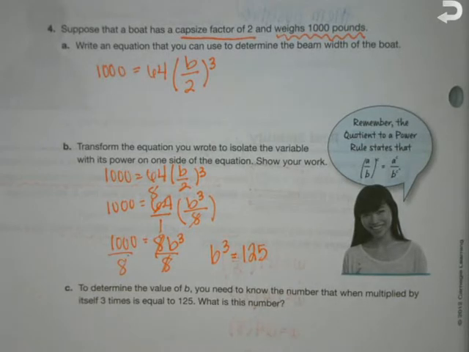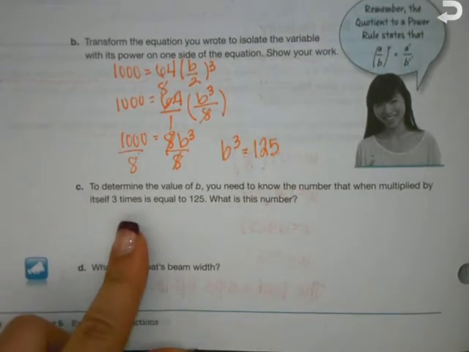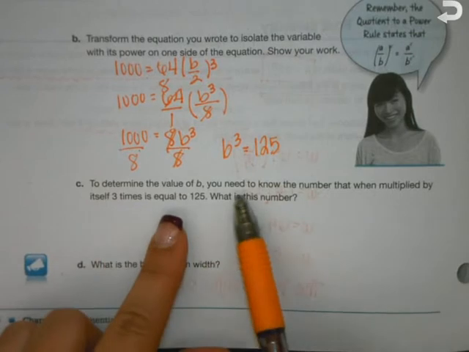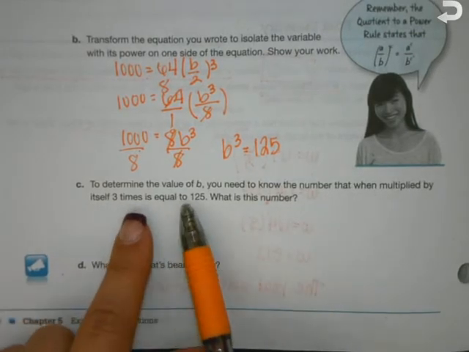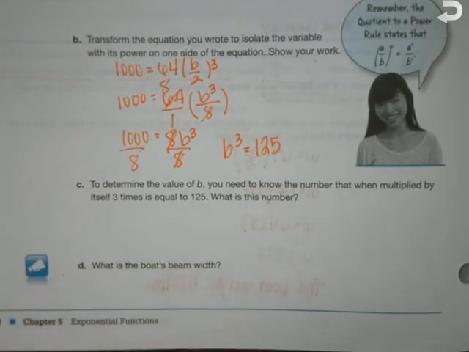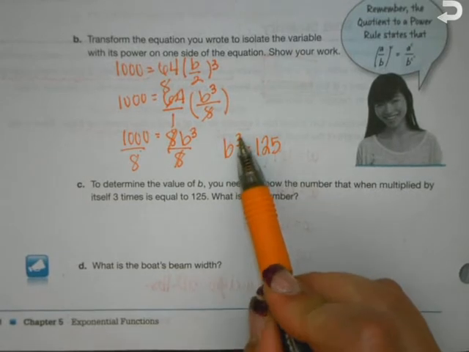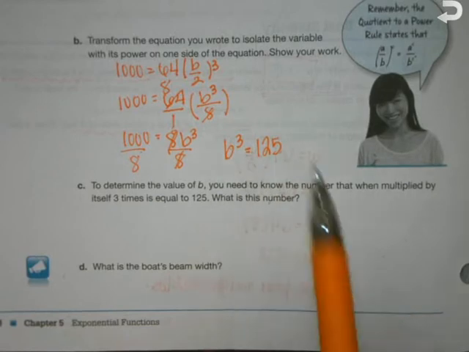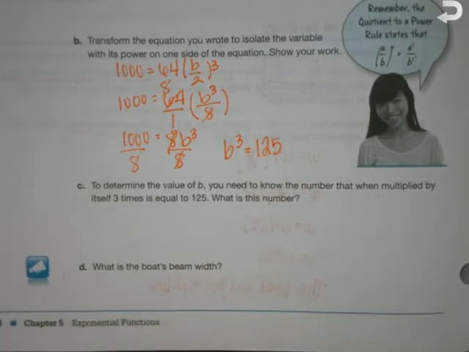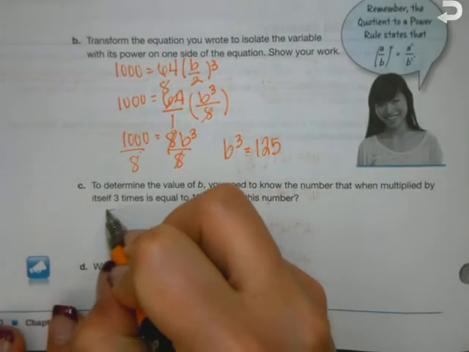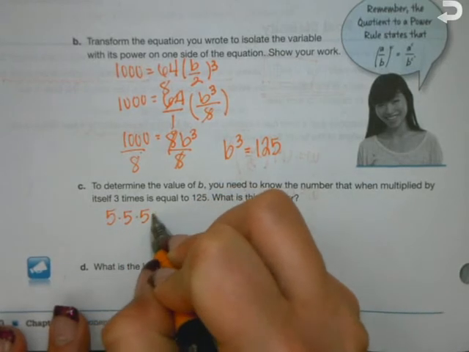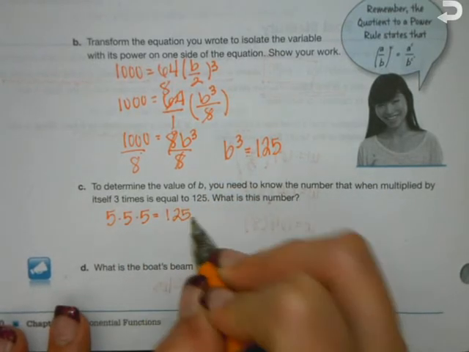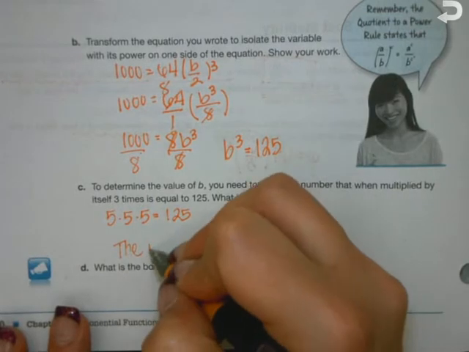Okay. So that's what I wanted us to do in Part B. Part C wants us to determine the value of b. You need to know the number that when multiplied by itself 3 times equals 125. So b to the third power is equal to 125. We're looking for a number times itself 3 times to give me 125. Does anybody know what it is? 5 times 5 times 5 gives me 125. So the number that we are looking for is 5.